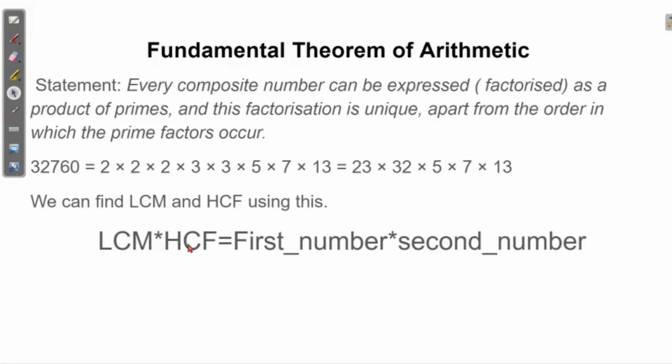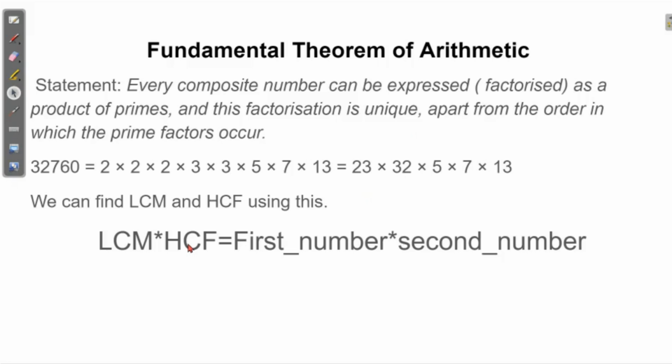Next, the fundamental theorem of arithmetic. According to this theorem, any composite number, make sure it's a composite number, can be expressed in terms of products of primes. I'll read the statement once: every composite number can be expressed or factorized as a product of primes, and this factorization is unique apart from the order in which the prime factors occur.